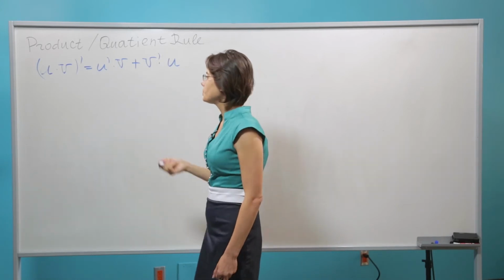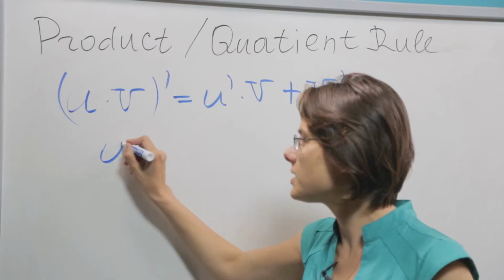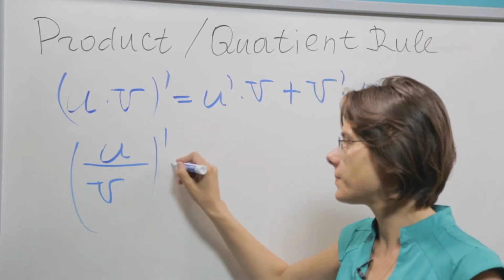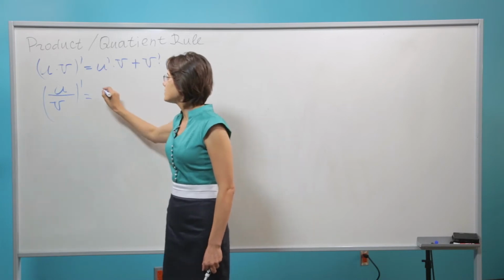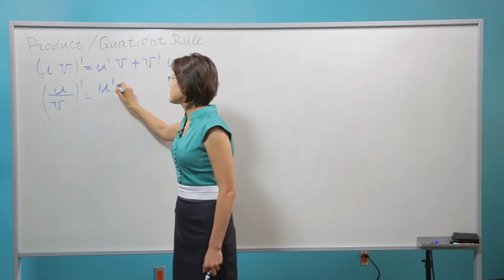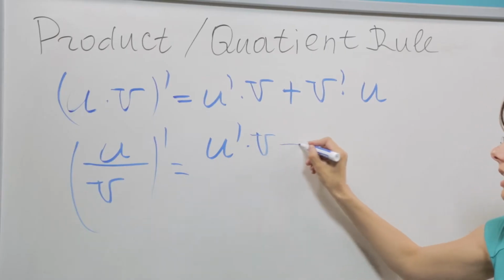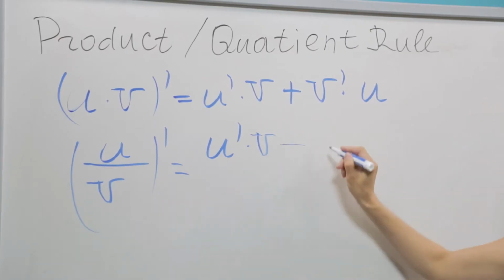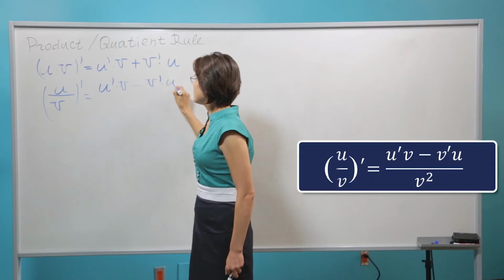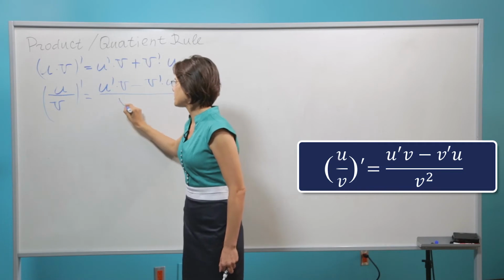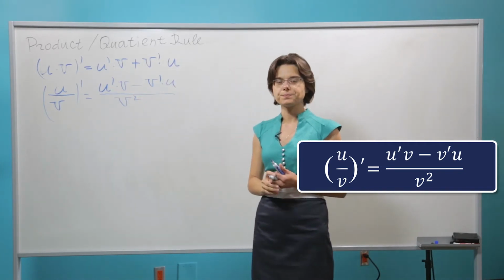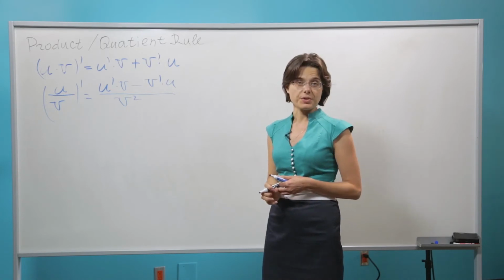For the quotient rule, we have the following formula. If we divide function u by function v, the derivative formula is: first we take the derivative of the numerator, function u, times function v itself, minus the derivative of the denominator, v prime, times function u, everything divided by the denominator squared. These are the formulas which we will be using today. Let us do some examples now.